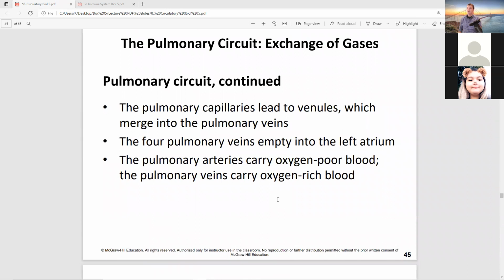The pulmonary capillaries lead to venules, which merge into the pulmonary veins. The four pulmonary veins empty into the left atrium. The pulmonary arteries carry oxygen-poor blood, and the pulmonary veins carry oxygen-rich blood.